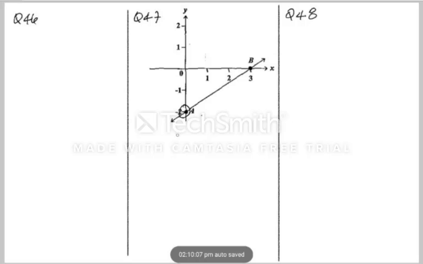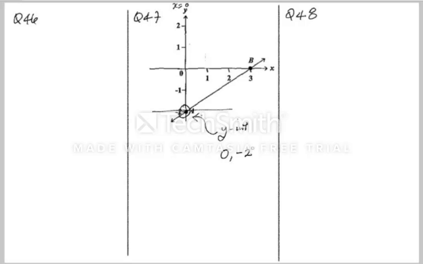The y-axis is the line x is equal to 0. All right. So the horizontal coordinate is 0. Sorry, the vertical component is 0. And the horizontal component is -2. So the y-intercept is the point (0, -2). So (0, -2) will make the answer D.